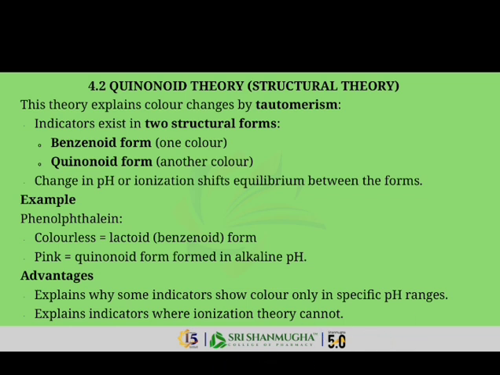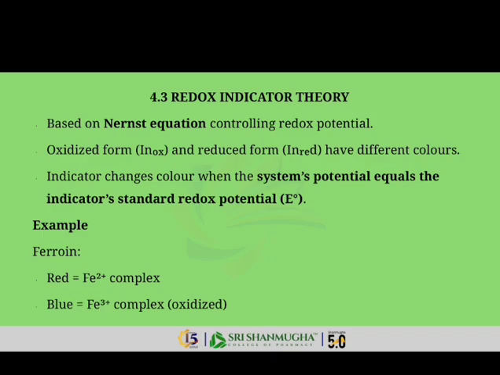Next, redox indicator theory, based on the Nernst equation controlling the redox potential. The oxidized form, In(ox), and the reduced form, In(red), have different colors. The indicator changes color when the system's potential equals the indicator's standard redox potential. Example, ferroin: red ferroin complex, and blue ferroin Fe3+ complex when it is oxidized.